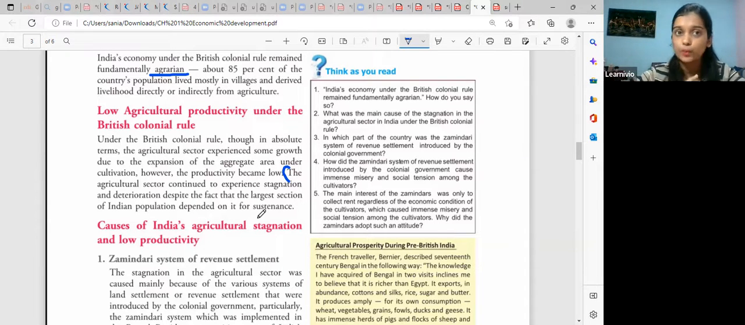The Britishers knew that 85% of the population was directly or indirectly dependent on agriculture. Despite this, they never focused on or helped the growth of the agriculture sector. Because of that, the agriculture sector continued to experience stagnation and deterioration despite the fact that the largest section of the Indian population depended on it for subsistence.